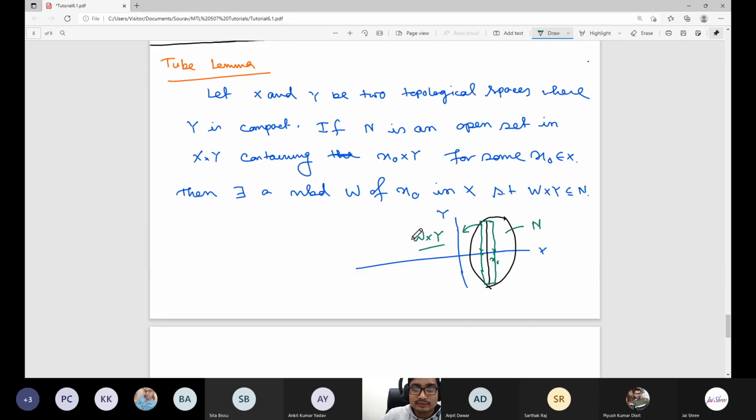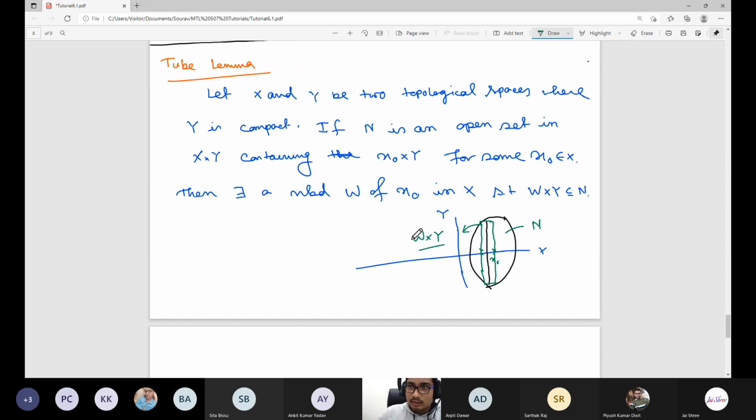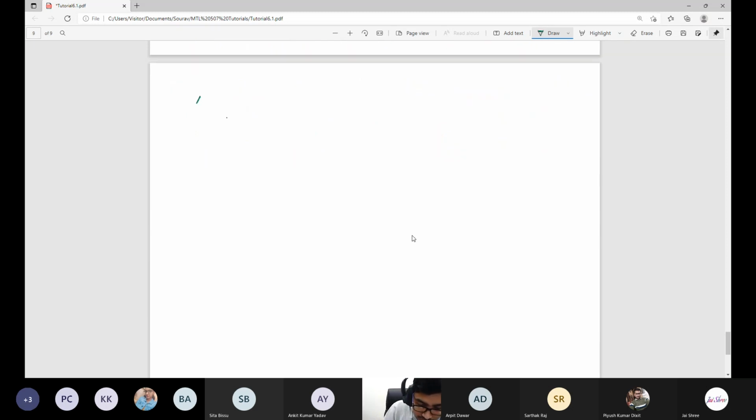Could we prove this one or leave it just as a statement? Okay, let me leave the proof for the moment. I want to tell you the application. You know the projection map, right? X cross Y to X given by phi 1 of (x, y) equal to x. So what can you say about this map? This is continuous and open, right?